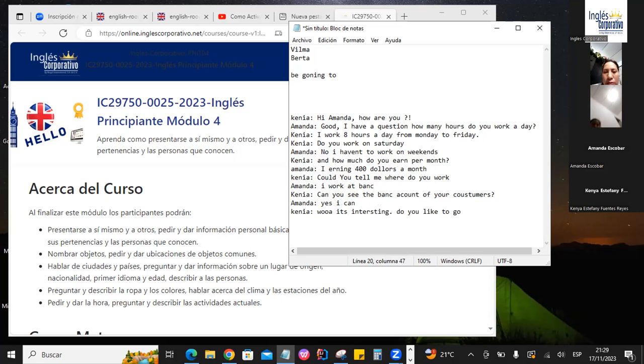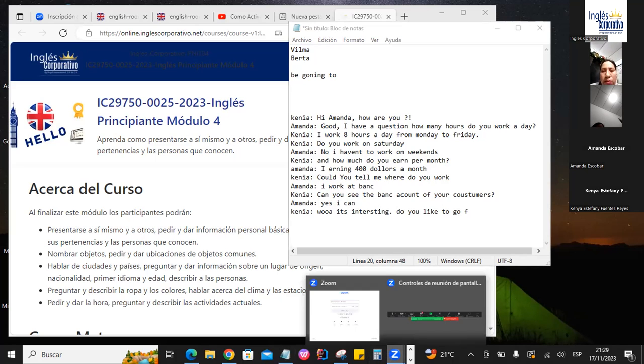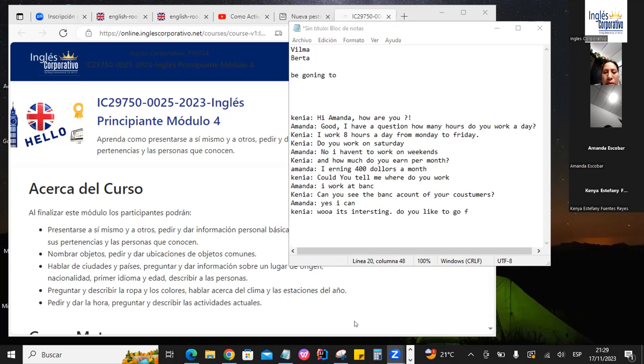Ahí le mandé. Ay, no sé qué. Y ahora, acá está el chat. Estoy perdida. No se preocupe. A todos nos toca así. Estamos aprendiendo. No, es que como estoy compartiendo pantalla, me confundo.